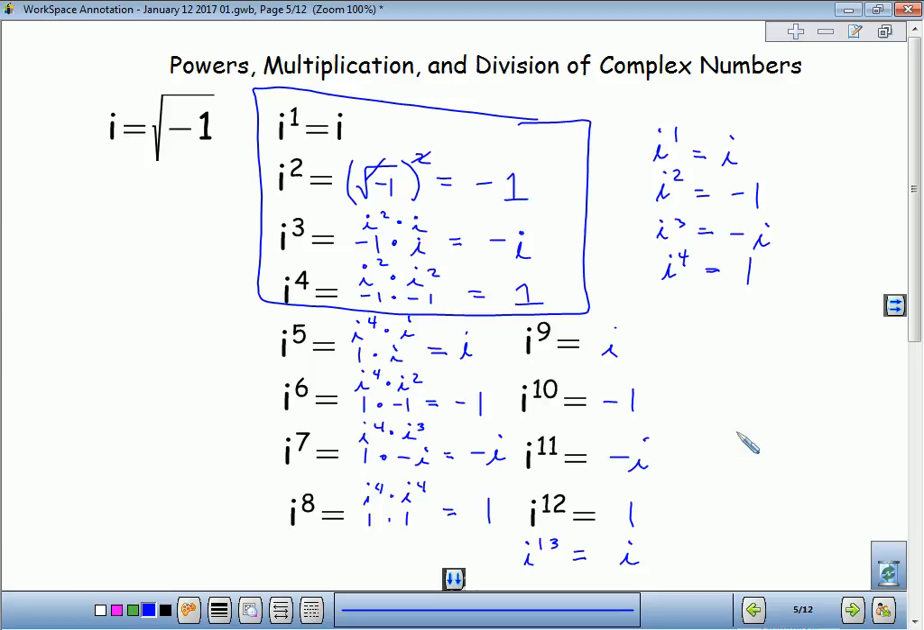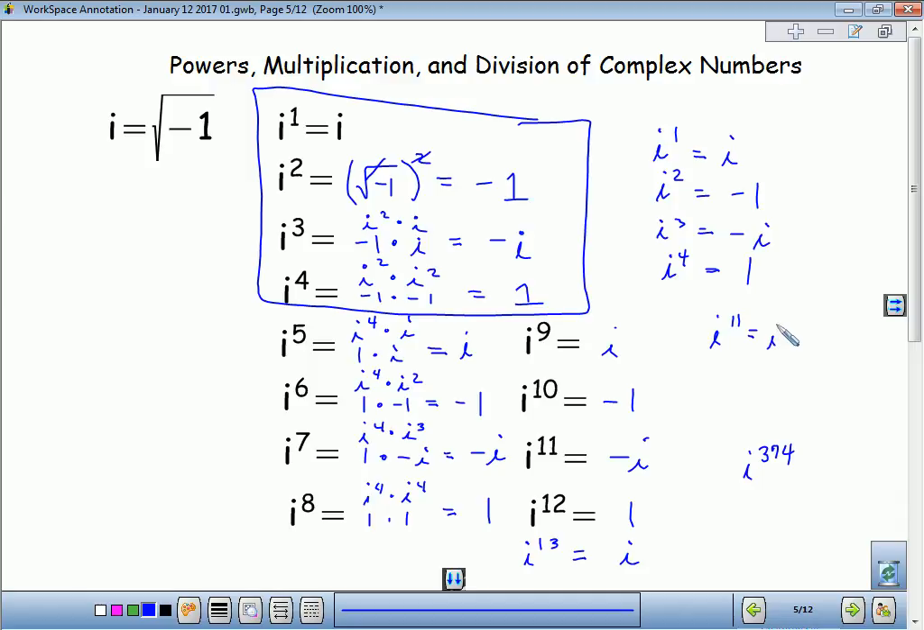Yes. What if we got i to the 374th? Actually, we're about to do that. I like it. You picked i to the 374th. We can use the fact that this pattern repeats. And I'm going to start with one that's a lot easier. Like, let's dissect i to the 11th real quick.